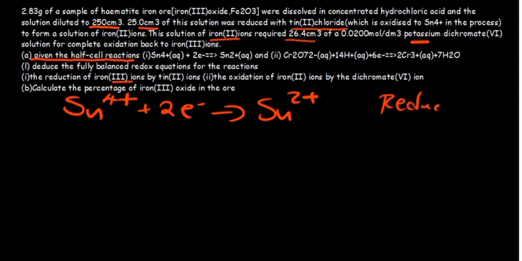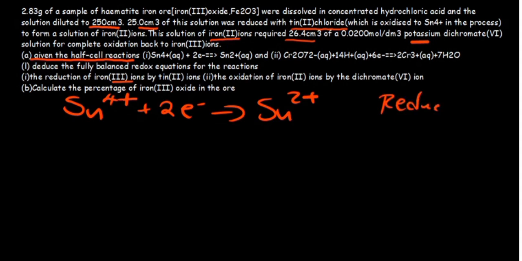Now for the first part of the question, we are to deduce the fully balanced redox reaction. To start with, the first part is the reduction of iron 3 ions. So we want to write an equation showing the reduction of iron 3 ions. Iron 3 means iron with a charge of 3 plus. This is reduced to iron 2, so it's going to be reduced from iron 3 to iron 2, with a charge of 2 plus.